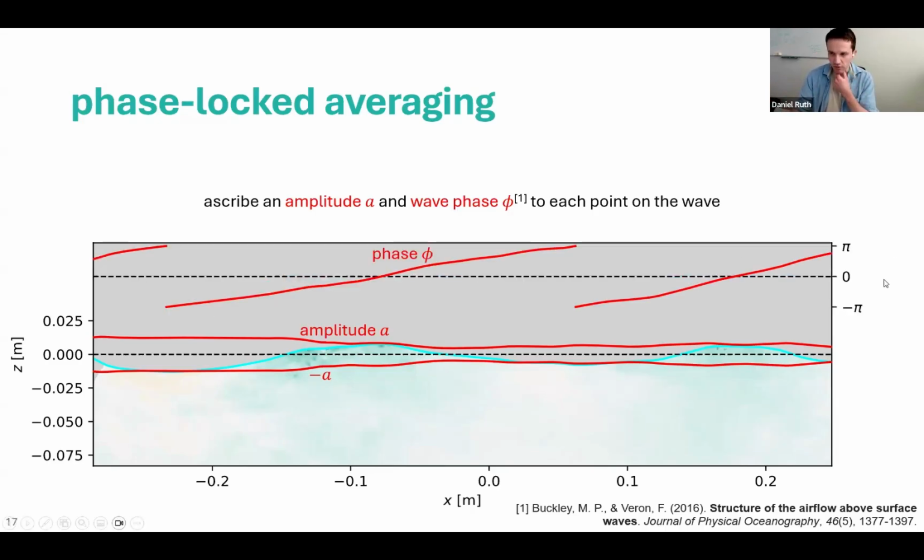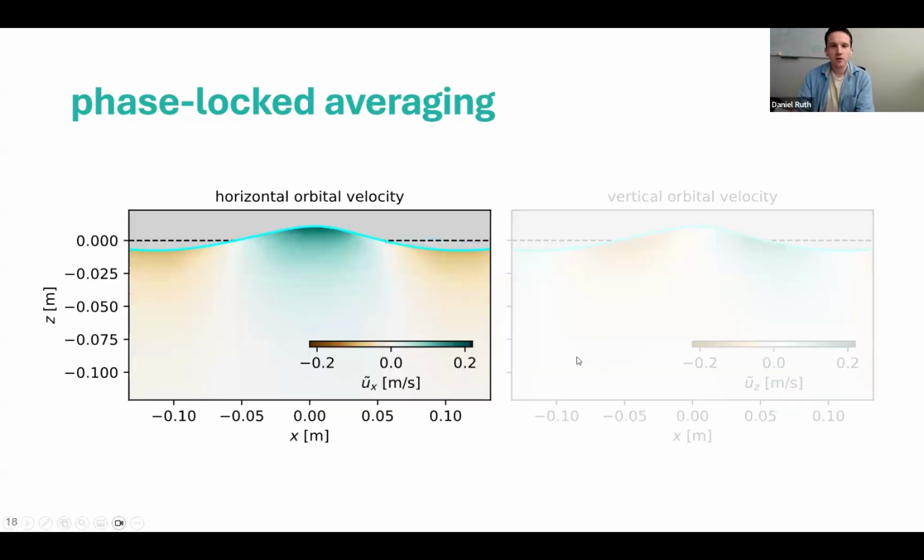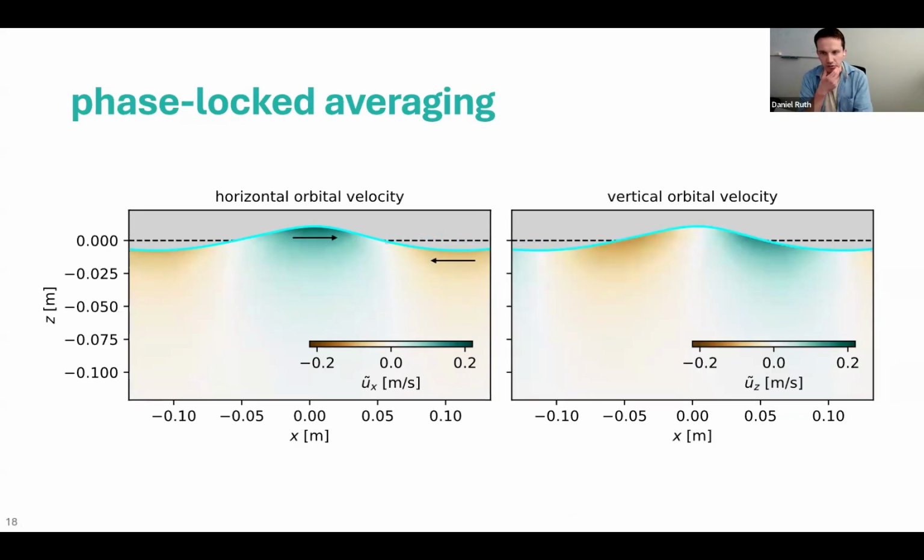The wave phase that we assign goes between negative pi and pi, with it being 0 at the wave crests, and negative pi or pi at the wave troughs. These are just illustrations of the two components of the orbital velocity that we get, which are pretty much in agreement with what you'd have from linear theory. The horizontal velocity moves in the direction of the wave under the wave crests, and moves back upstream under the wave troughs. Similar picture with the vertical orbital velocity.